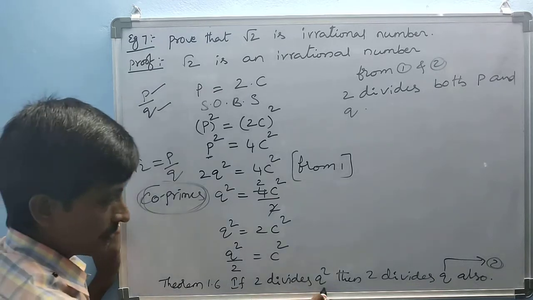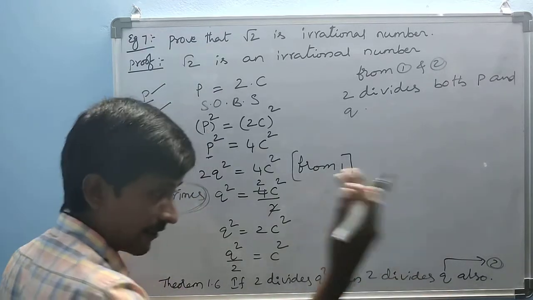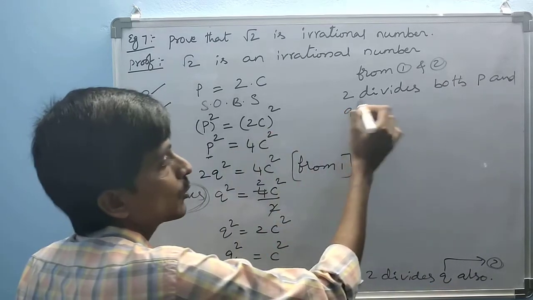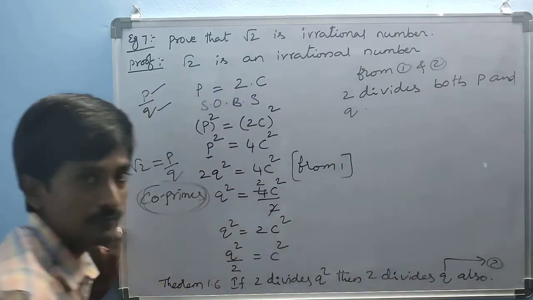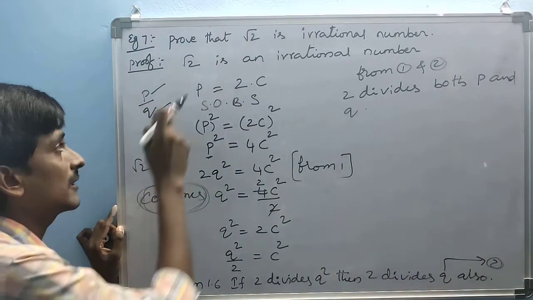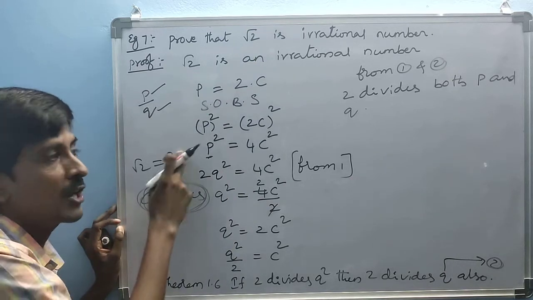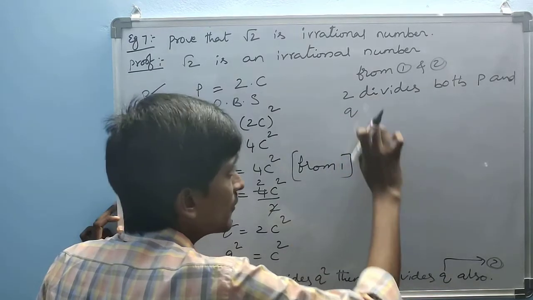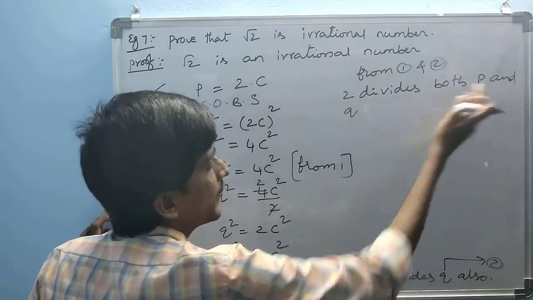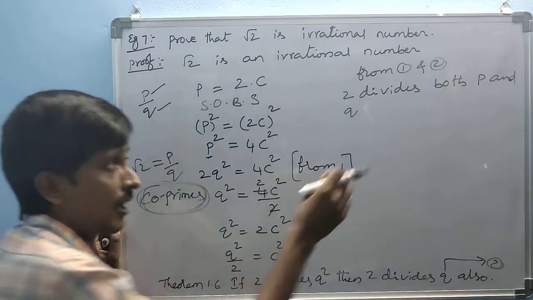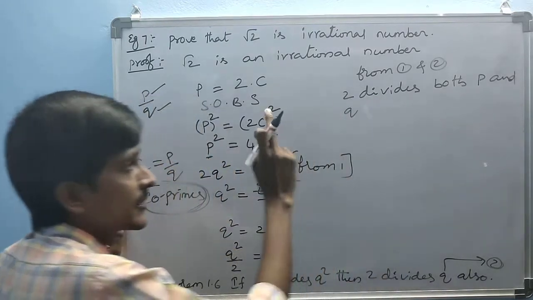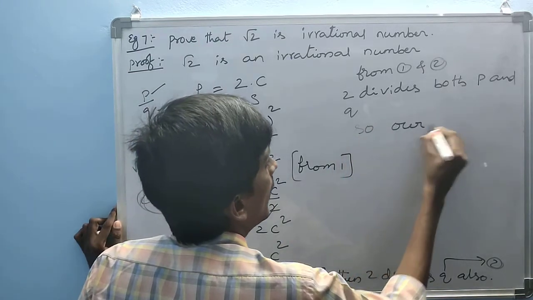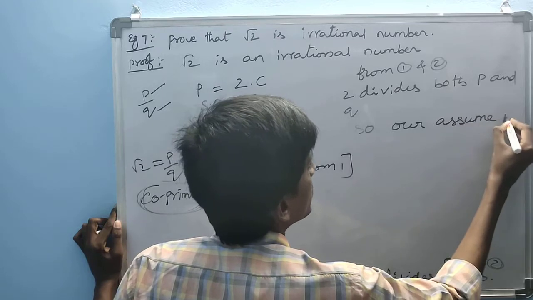2 divides q square, then 2 divides q, and the first one is 2 divides p. So the common factor of both numbers is 2. 2 divides both p and q. But according to our assumption, p and q are co-primes, and co-primes means there is no common factor. But this came: 2 divides both p and q. So why did it come? Our assumption is wrong.